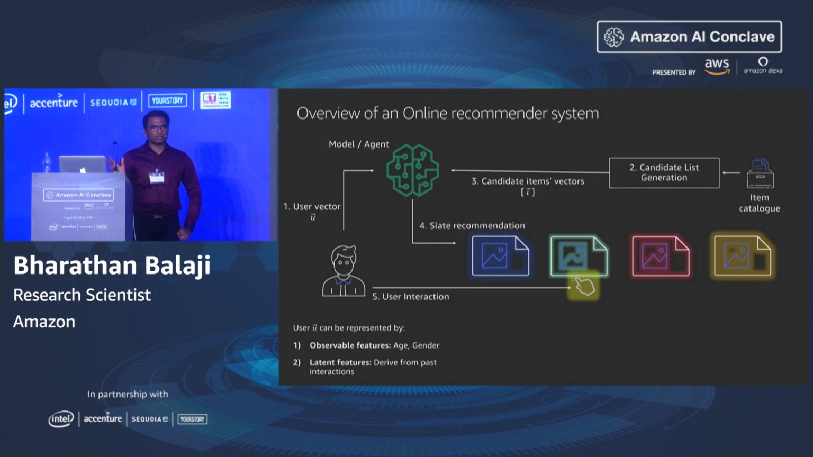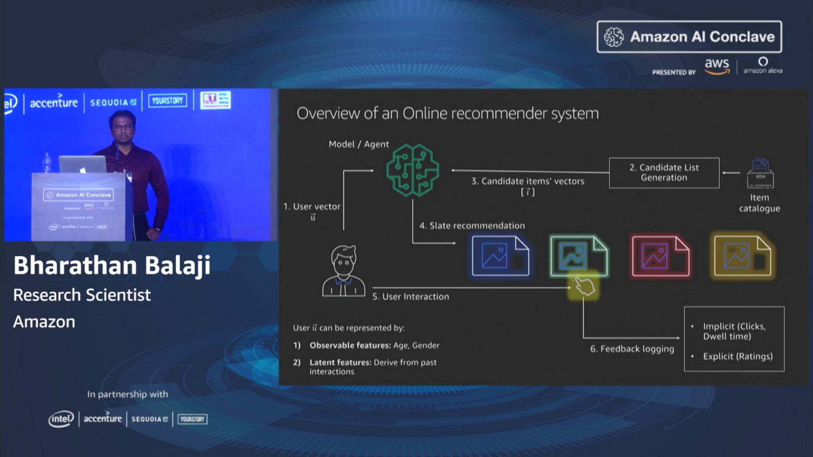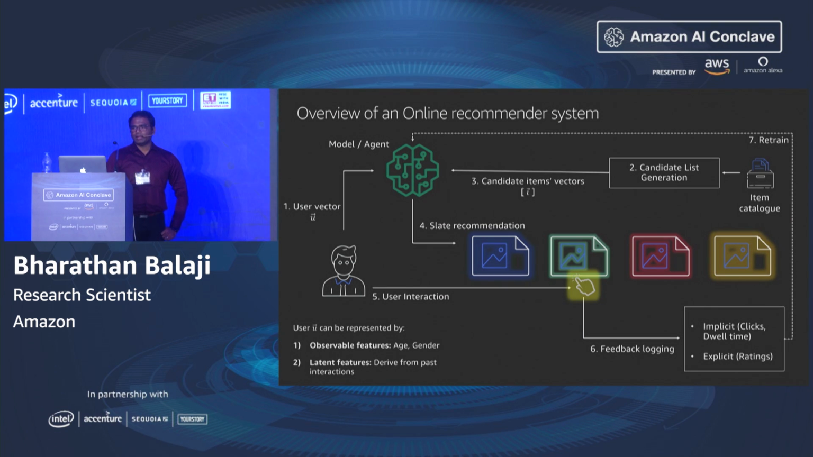Then the user clicks on one or two of these items, and we log both the implicit feedback, which is through clicks or view time, or explicit ratings that the user might assign to these items. And then based on that, we compute the reward and retrain the bandit. And this loop continues until the bandit improves over time.